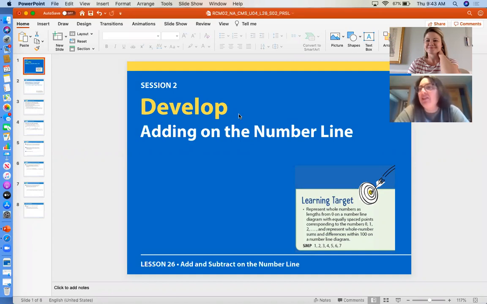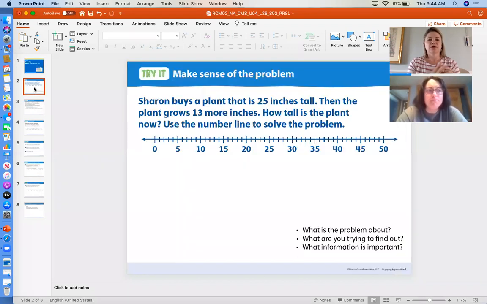Today we're going to be looking at lesson 26, session number 2, or day 2, and we're going to look at adding on the number line. So we're going to practice what we did yesterday with adding on the number line. So let's get started. Okay, so first we're going to make sense of a problem.